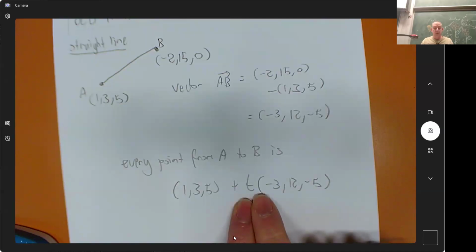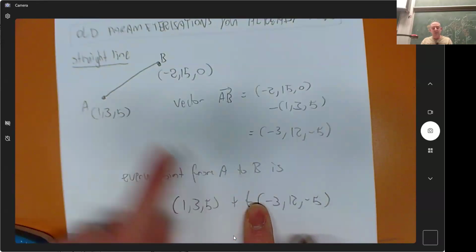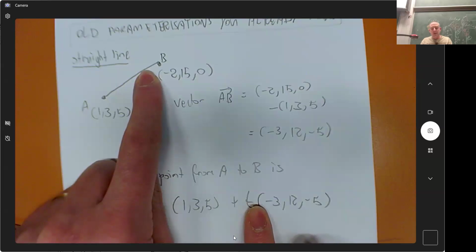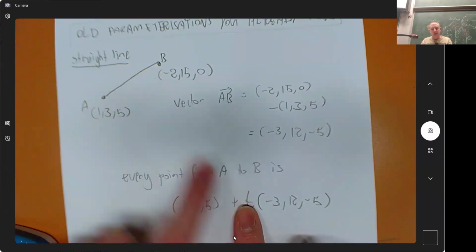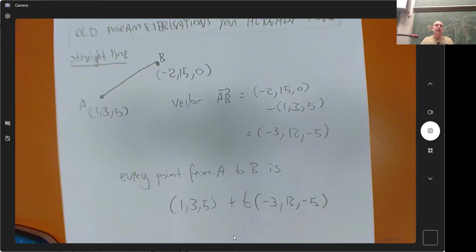So if t is 0, then I get 135 and I'm here at the beginning. If t is a half, I'm exactly halfway. If t is 3/4, I'm 3/4 of the way. If t is 0.9, I'm 90% of the way. And if t is 1, then I get this point. And so this is the journey from A to B, and that is a parameterization of a line from one place to another.